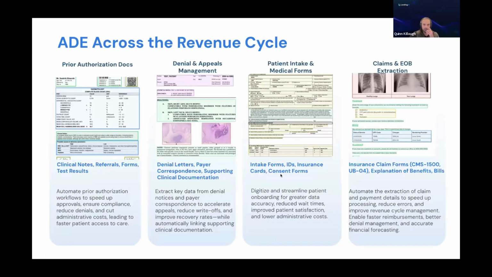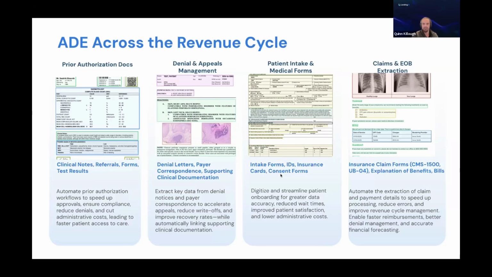So I also wanted to talk through some of the types of applications that we're seeing in the RCM space. I'll hit on this quickly, but we see a lot in the prior authorization docs space. So looking at clinical notes, referrals, forms, test results, also denial appeals and management. So looking at denial letters, payer correspondence, supporting clinical documentation, trying to extract key data from those.